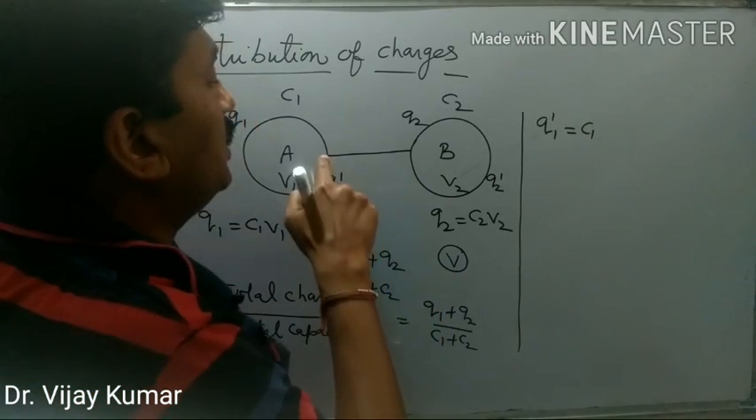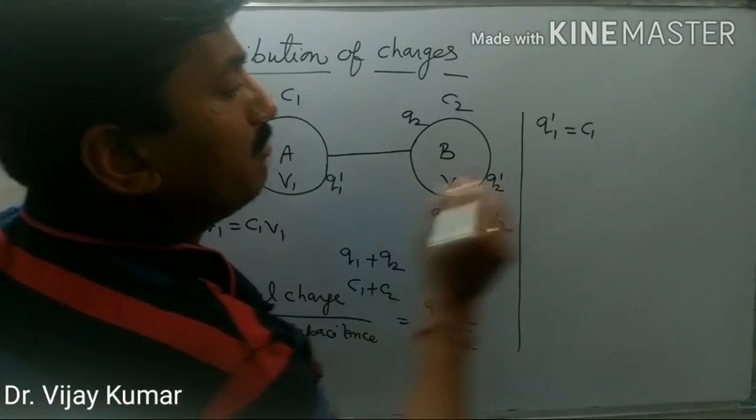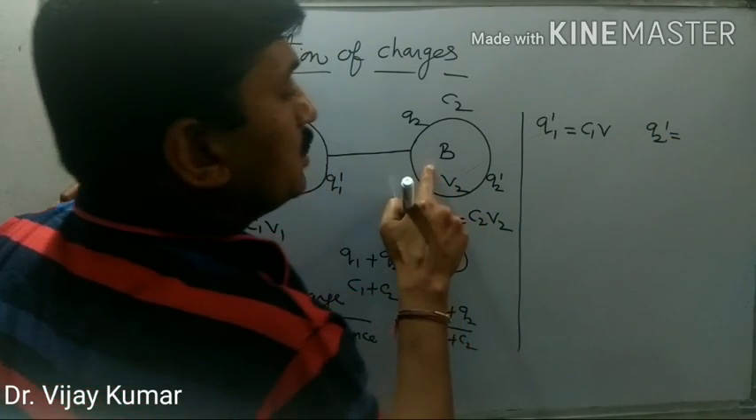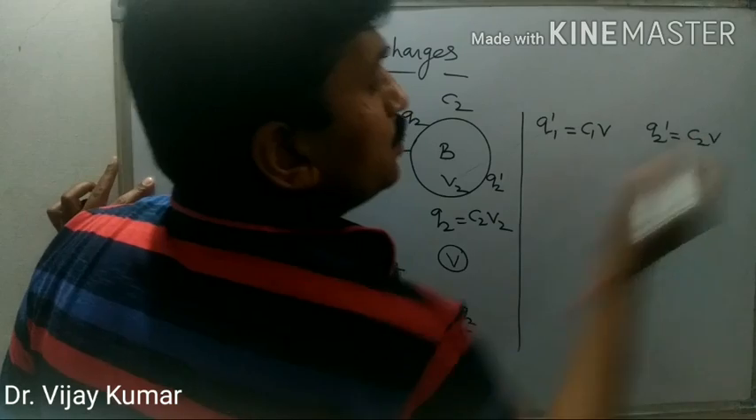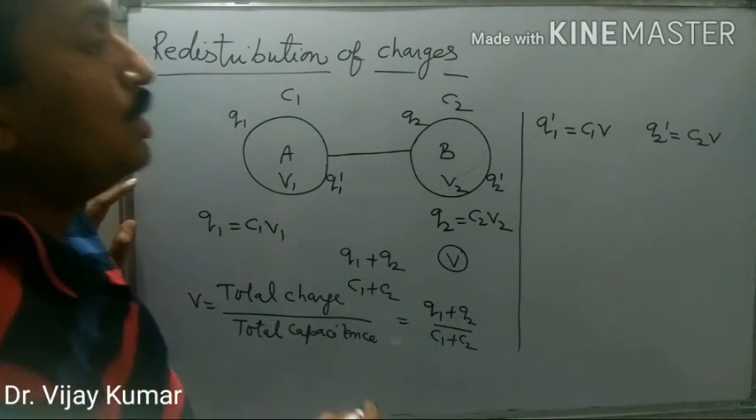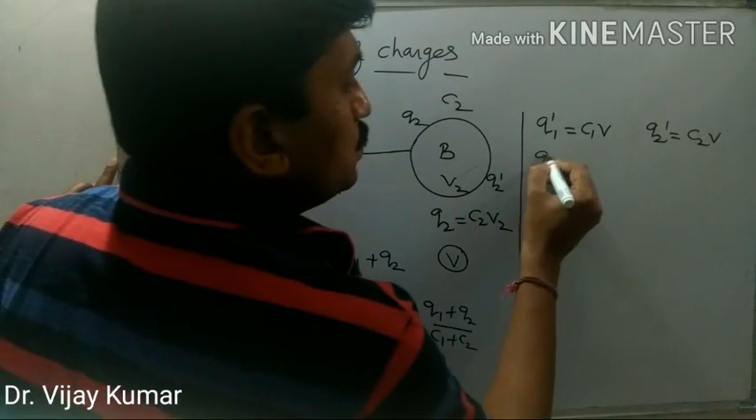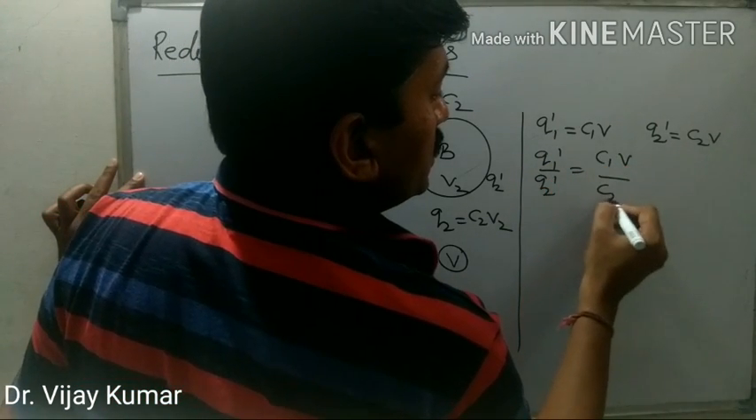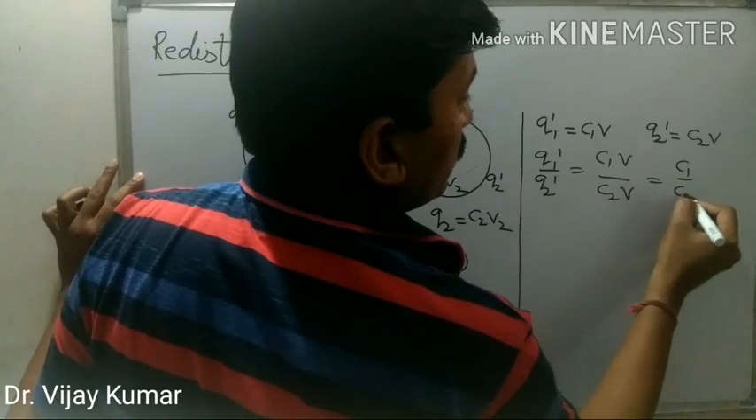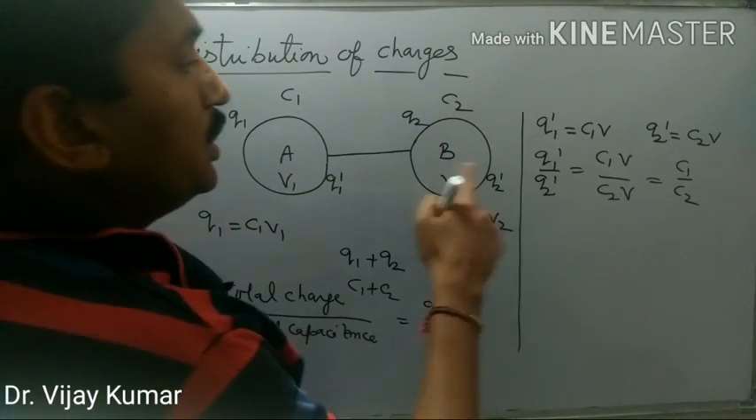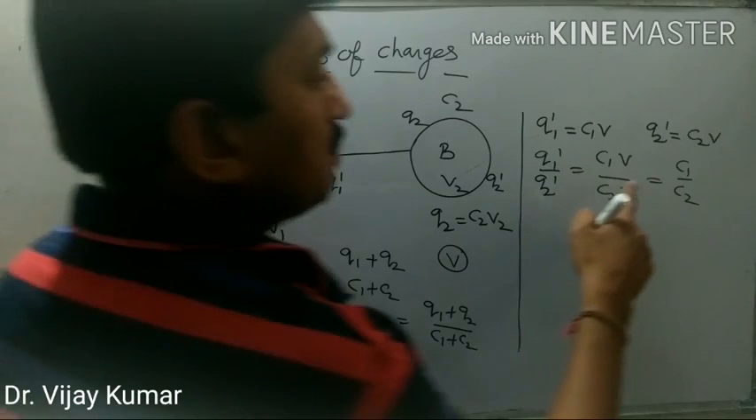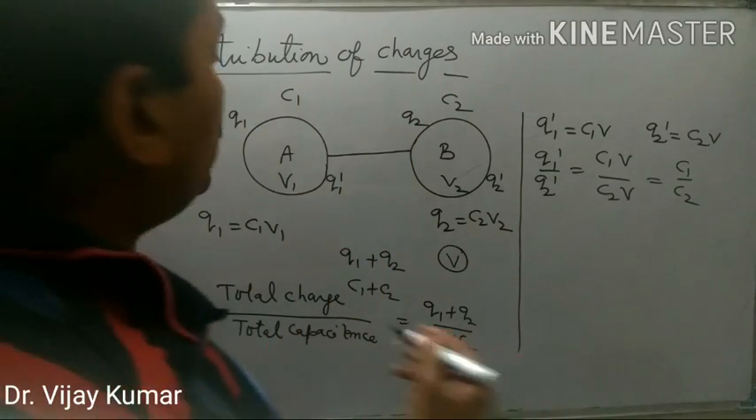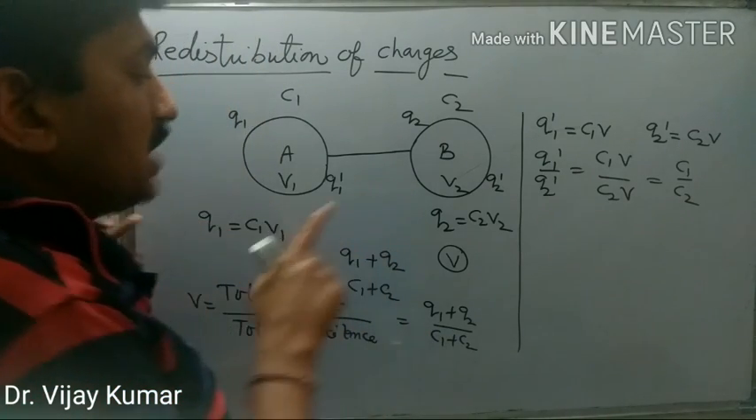This is the common potential V, as the conductors are joined by a wire. The new charge of the first conductor is Q1 dash equals C1V, and similarly Q2 dash, the new charge of the second conductor, should be C2V. Now the ratio of these two charges, Q1 dash upon Q2 dash, is C1V upon C2V, or we can say C1 upon C2. It means the ratio of the new charges of both conductors is equal to the ratio of the capacitances of both the conductors. Now we can determine the quantity of transferred charge.